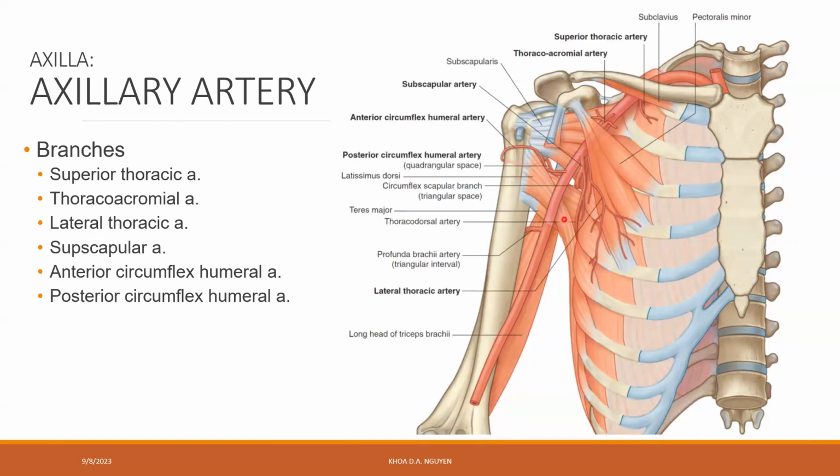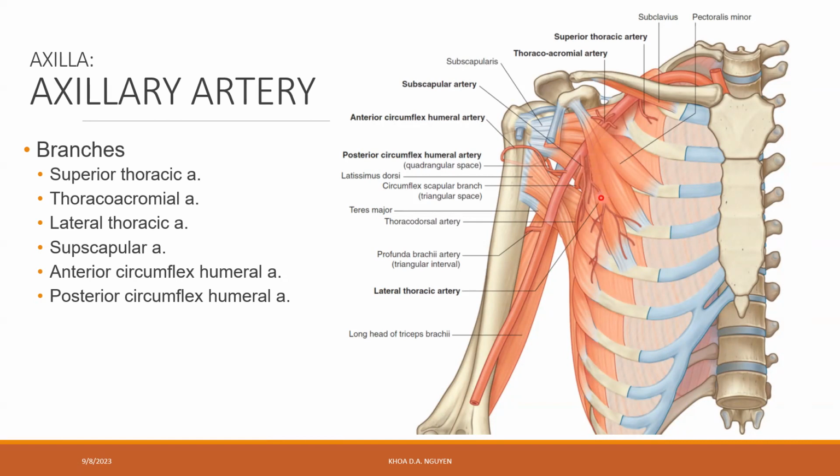From each part, there will be a couple of side branches that you need to know. There are 6 total side branches of the axillary artery. And those 6 side branches are going to be, number 1, the superior thoracic artery. Number 2, the thoracoacromial artery. Number 3 is going to be the lateral thoracic artery, which is right here.